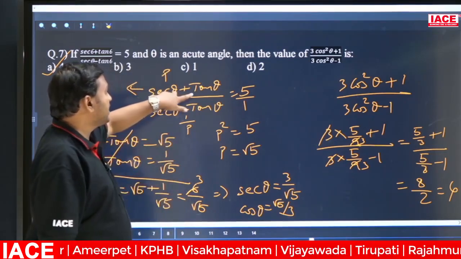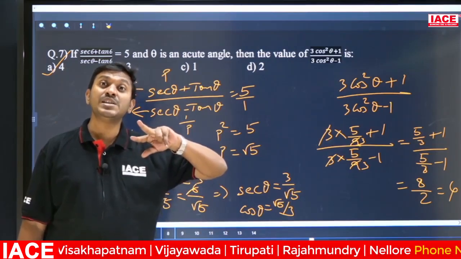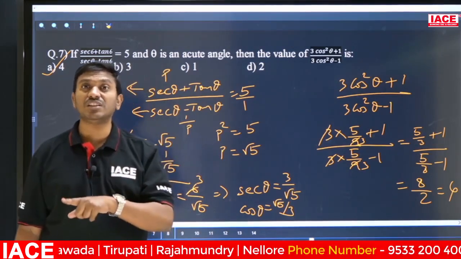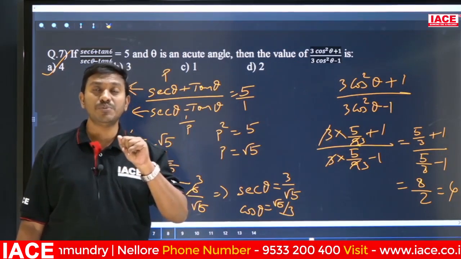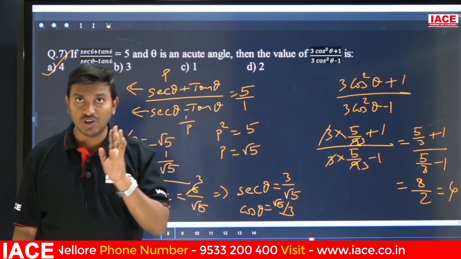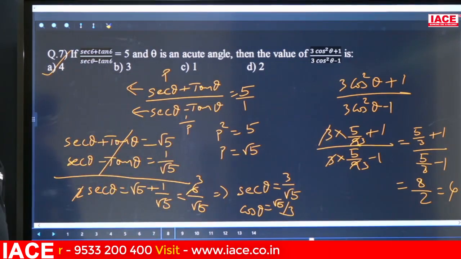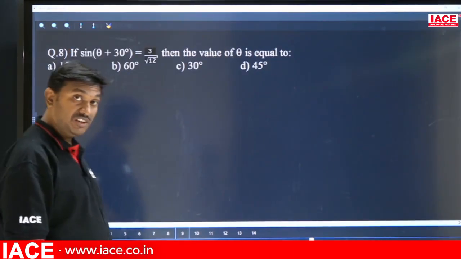So anytime secant theta plus tan theta is there, secant theta minus tan theta, both are reciprocal. Similarly cosecant theta plus cot theta, cosecant theta minus cot theta, sorry minus cot, those are also reciprocal to each other. ఎప్పుడూ రెసిప్రోకల్లో ఉంటాయి, గుర్తుపెట్టుకోండి, right? Secant tan, cosecant cot.